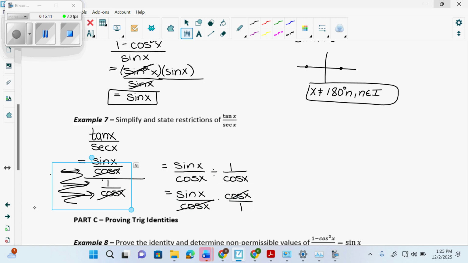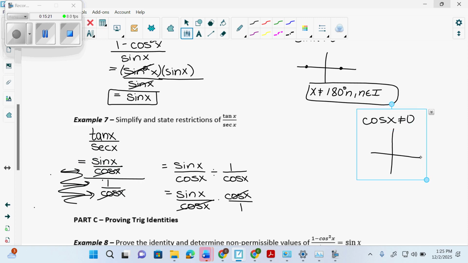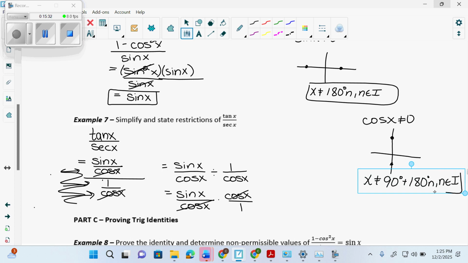Before I canceled them off, though, what should I do? State restrictions. So I have where cos x can't equal 0, which is here and here. So x can't equal 90 degrees plus 180 degrees n. Anyhow. And my answer is just sin x.